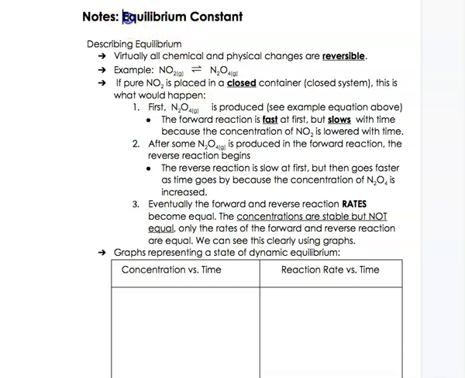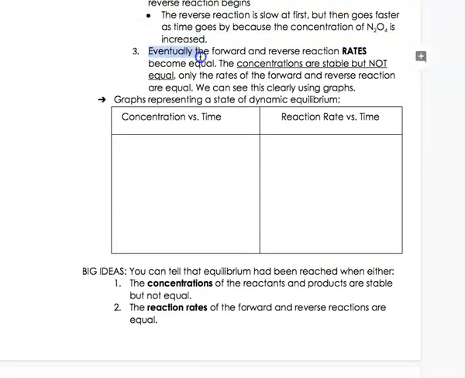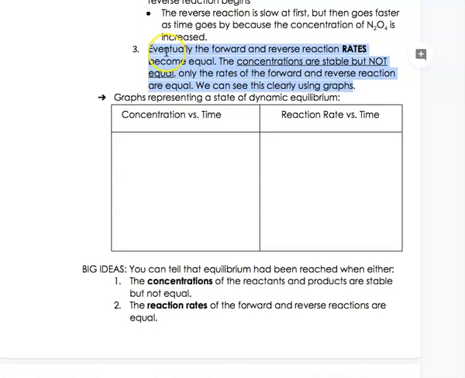So what is so equal about equilibrium? It's the rate. The rate of the forward reaction is equal to the rate of the reverse reaction. Here is an example of what is happening. You can read that on your own, and I'm going to summarize this using graphs. Here it says, eventually the forward and reverse reaction rates become equal. The concentrations are stable, but not equal. So the rates are equal, but not the concentrations.